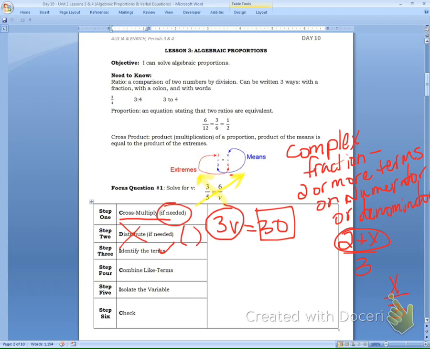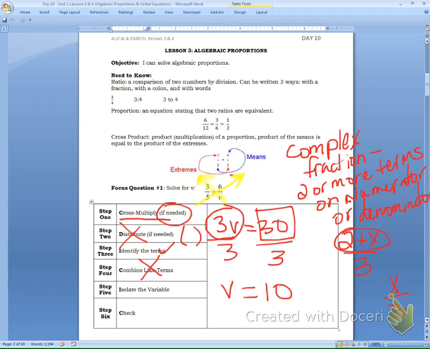Our variable terms are already on the left and our constants are already on the right, so we're ready to combine like terms, which there's only one circle and one square, so all of our like terms have already been combined. We don't need to do that step. Next step is isolating our variable. So if you look at your variable, the v, look what's with it. It's the 3. It's beside it, so we have to divide. So our answer is v is equal to 10, because 30 divided by 3 is 10.